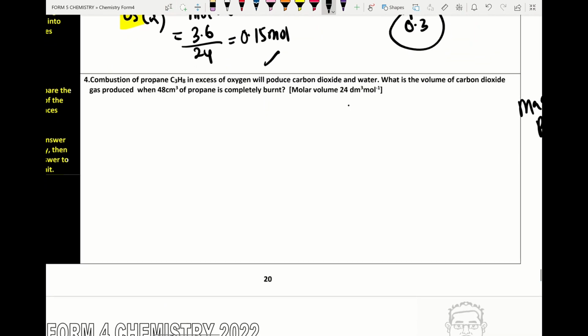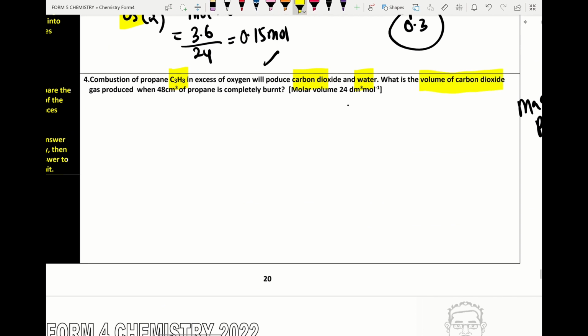We try to do another example of question. The combustion of propane will produce carbon dioxide and water. What is the volume of carbon dioxide produced when 48 cm³ of propane is burned completely? So the first step that we should do, write the equation. C3H8 is an organic compound, when burned in the presence of oxygen, we will get carbon dioxide and water. The second step, we need to balance the equation.